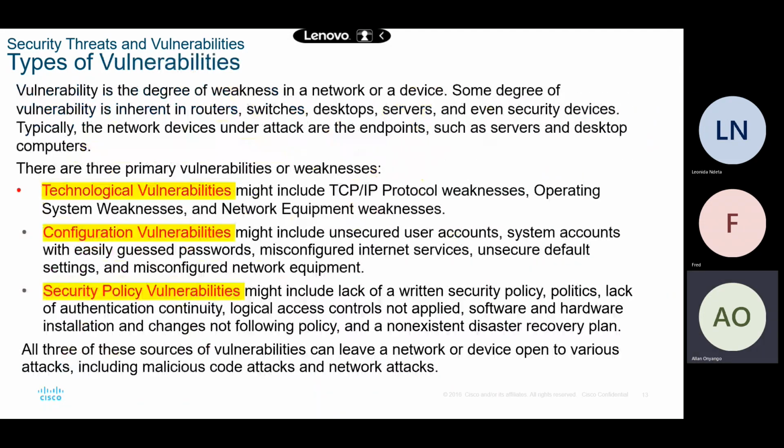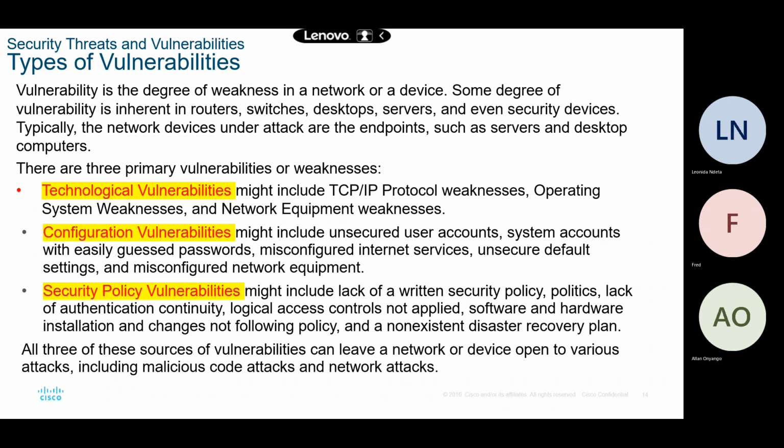And so it's important to look at what are some of the types of vulnerabilities. And we first start by defining what a vulnerability is. So a vulnerability basically is some kind of weakness, some degree of weakness in your network or on a device. And these degrees of weaknesses or vulnerabilities, it can be in your laptops, in your desktop computers, switches and routers. It can be on your servers and even your firewalls. It's important to note that any device can be vulnerable.